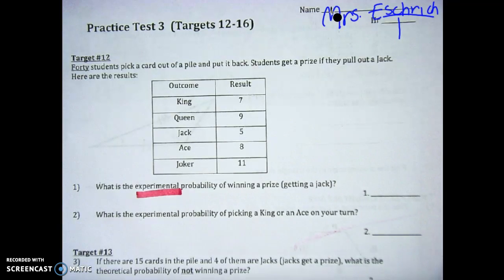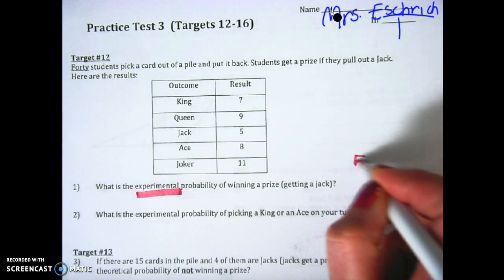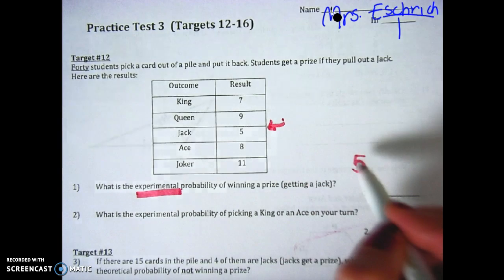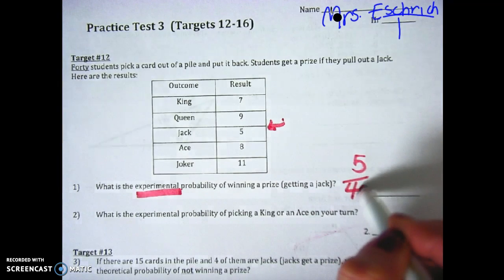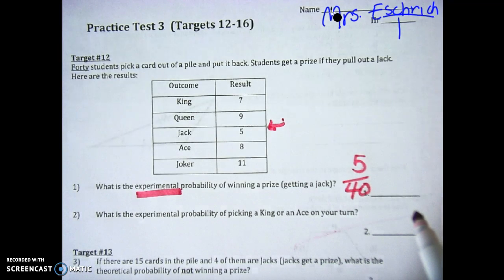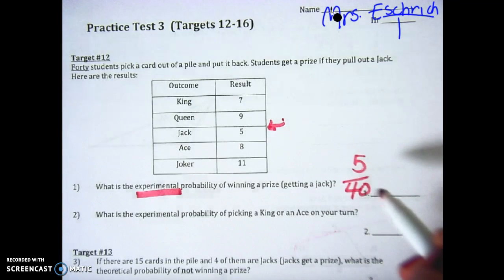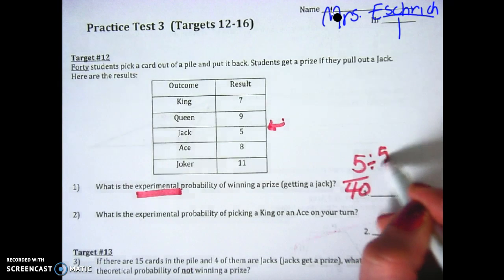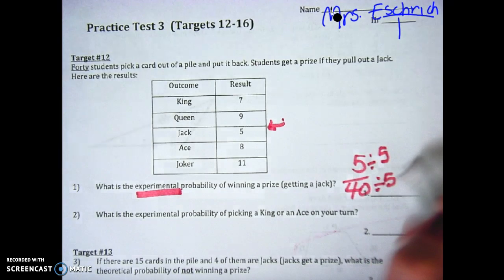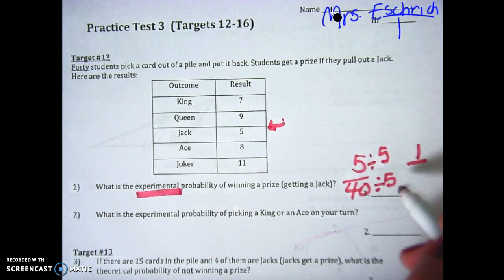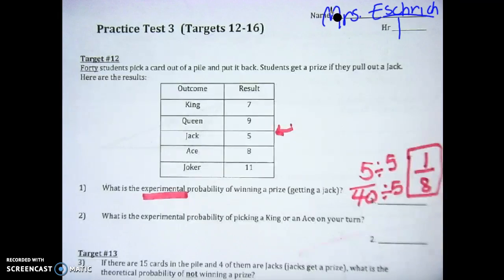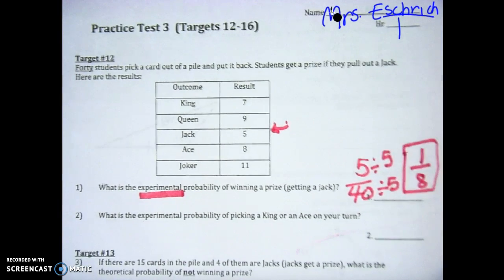Okay, well, how many jacks are there? 5. They pulled a jack 5 out of 40 times. Now, that is a fraction, it's a probability, but it's not simplified. We can divide both 40 and 5 by 5 and have it be 1. 40 divided by 5 is what? 8. So he has 1 out of 8 chances of pulling a jack and winning. Okay, how do we get this denominator?